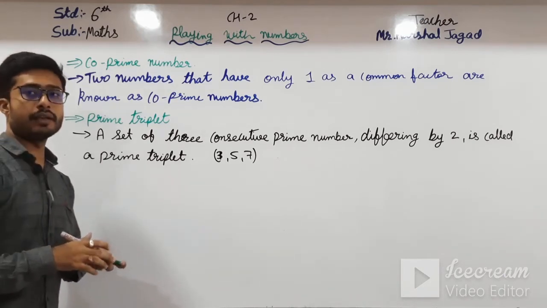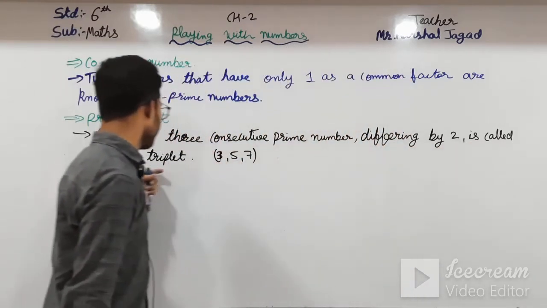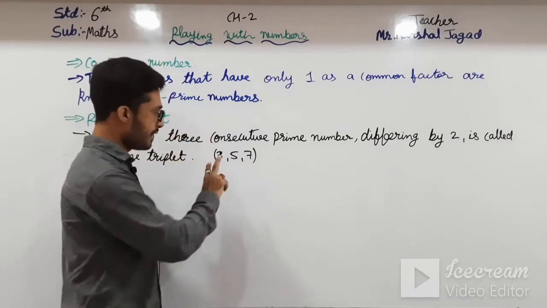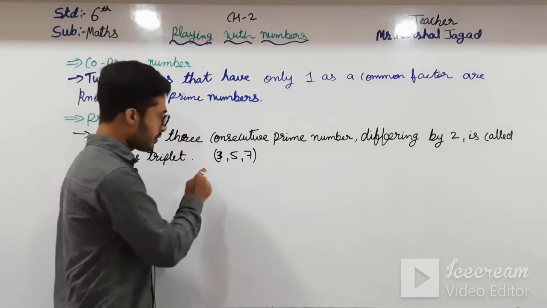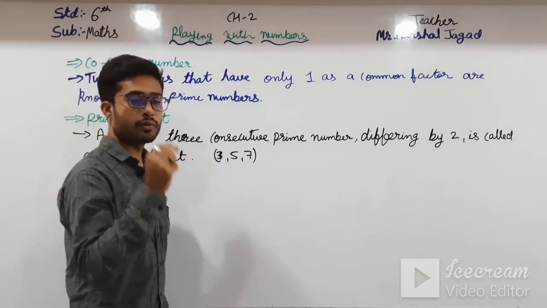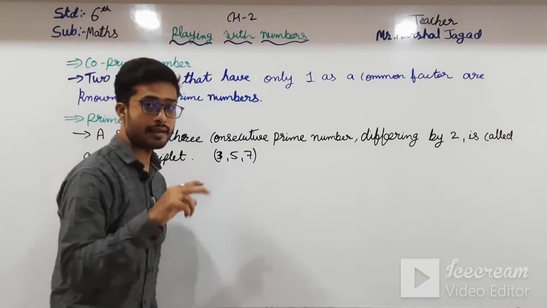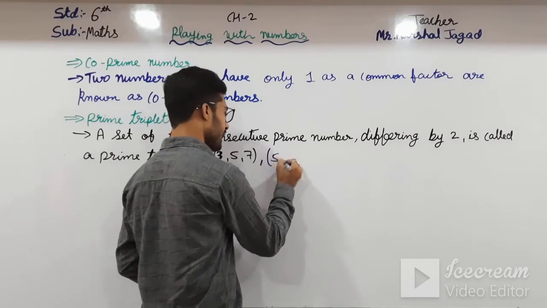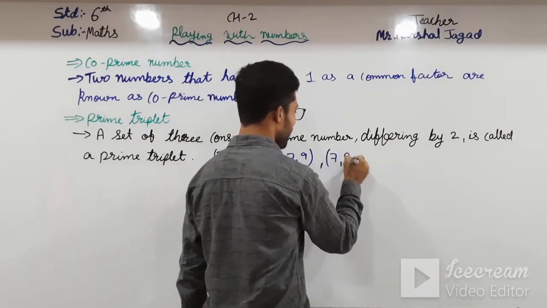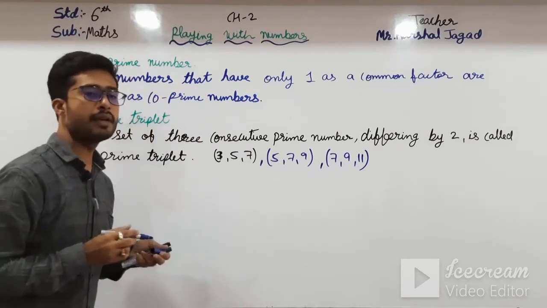Okay students, what are prime triplets? A set of consecutive prime numbers differing by 2 is called prime triplets, meaning 3 plus 2 is 5, 5 plus 2 is 7. This has a gap of 2. The number 2 will not come here, because 3 comes right after 2, so there is no gap of 2. We have 3, 5 and 7, and also 5, 7 and 9. Here I am writing 5, 7, 9: 5 plus 2 is 7, 7 plus 2 is 9. Then comes 7, 9, 11: 7 plus 2 is 9, 9 plus 2 is 11. So these are some of the prime triplets.